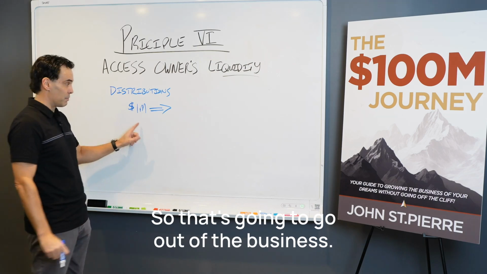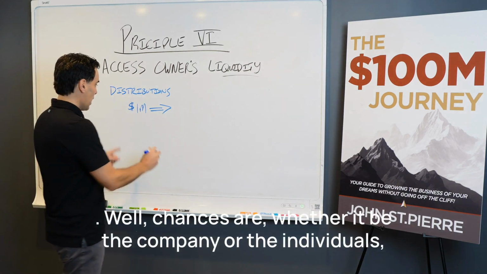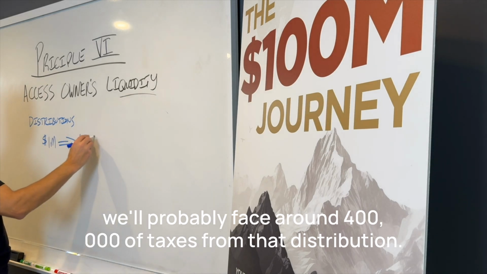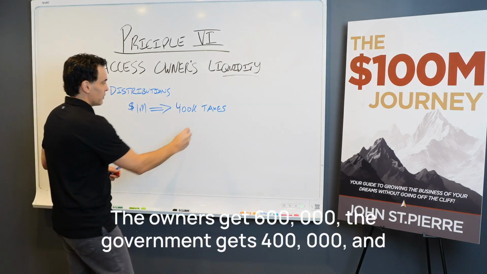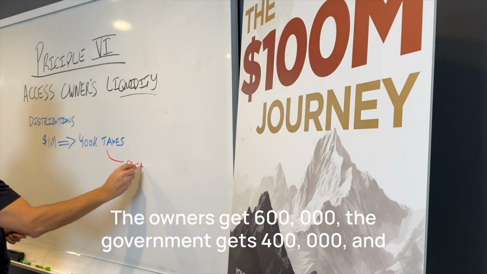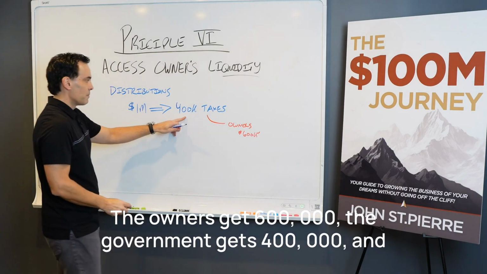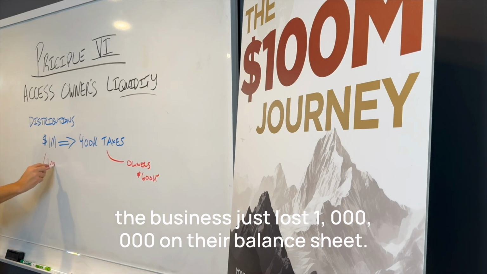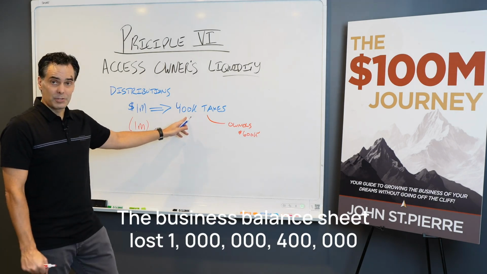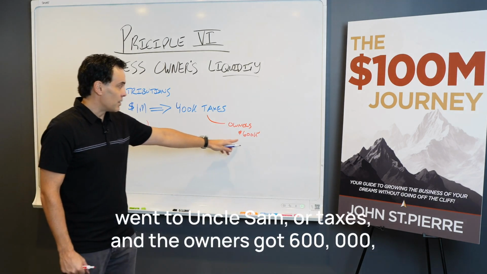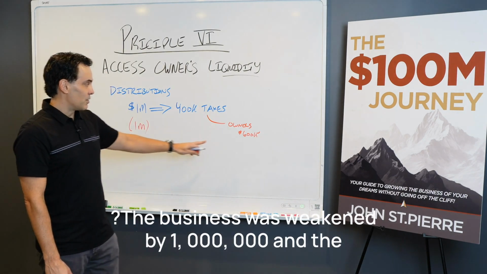So that's going to go out of the business, $1 million. Well, chances are, whether it be the company or the individuals, will probably face around $400,000 of taxes from that distribution. In that particular scenario, the owners get $600,000, the government gets $400K, and the business just lost $1 million on their balance sheets. The business balance sheet lost $1 million, $400,000 went to Uncle Sam for taxes, and the owners got $600,000. The business was weakened by $1 million, and the owners got $600K.